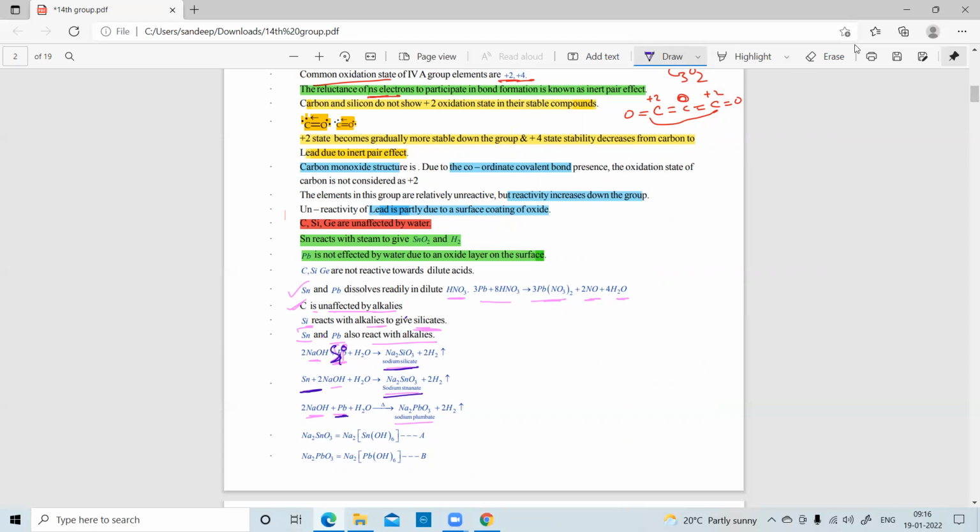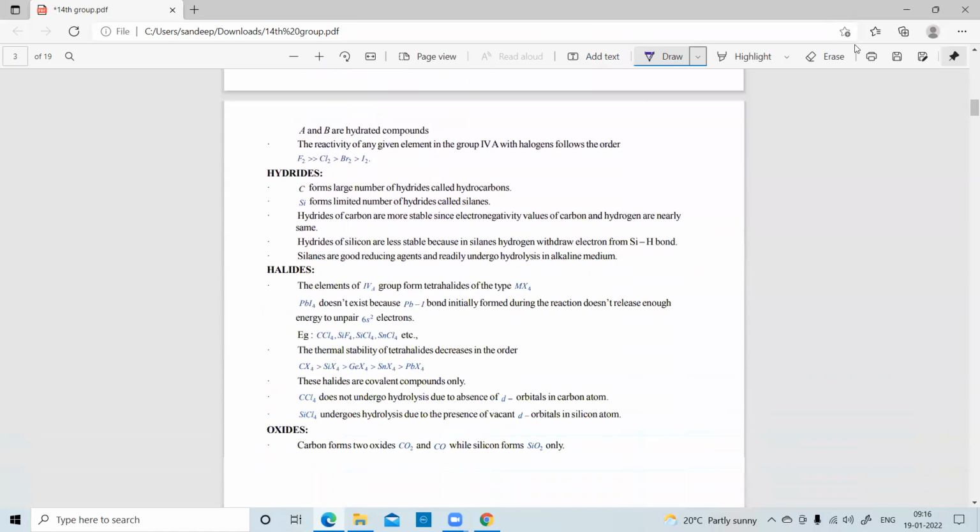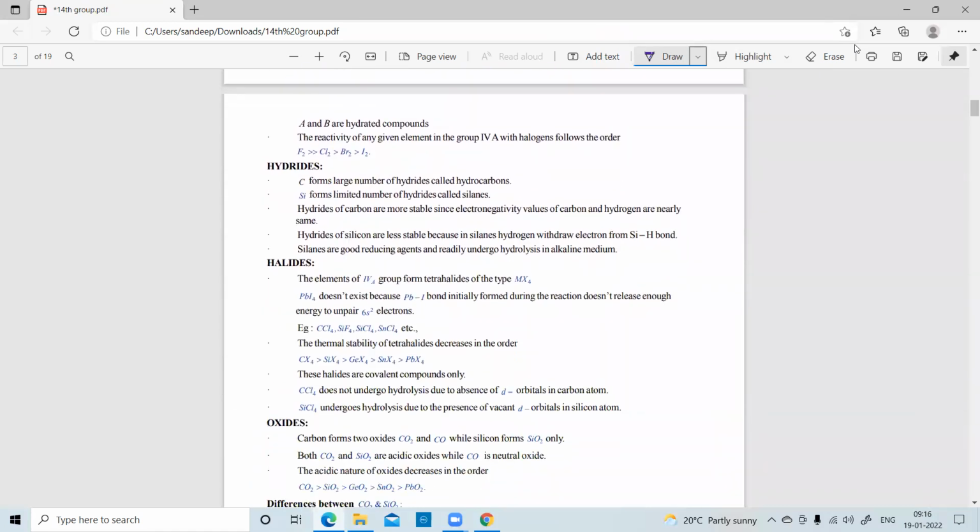Hydrolysis of sodium stannate gives this complex compound. This you have to remember. The reactivity of group 14 elements towards halogens follows the order: fluorine is more reactive than chlorine, then bromine, then iodine.